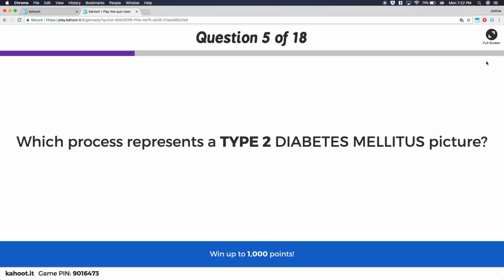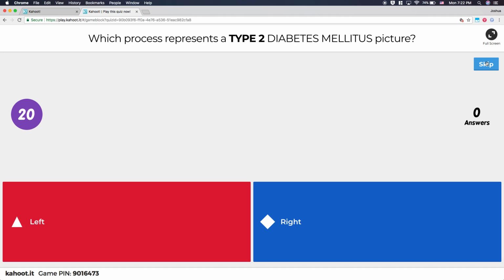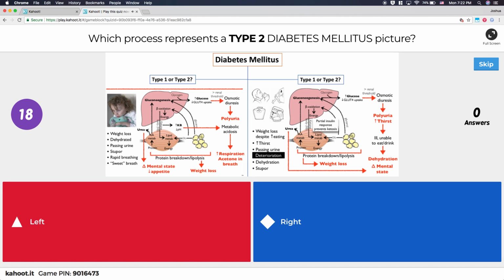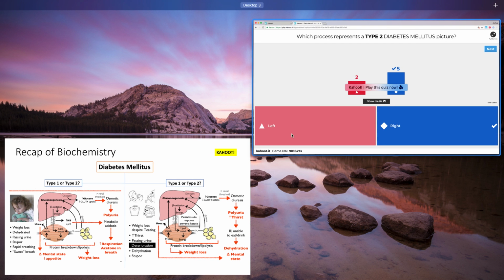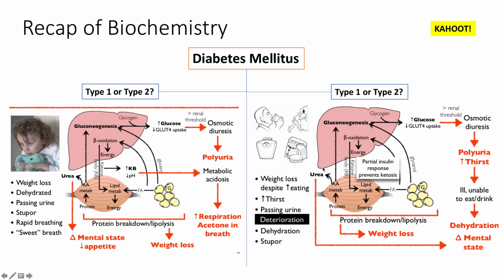Which process represents a type 2 diabetes picture? Okay, very good. So this is the blown up picture. The type 2 is the right side, type 1 is the left side.